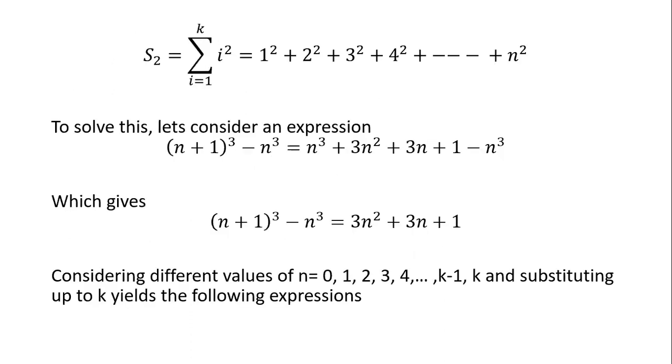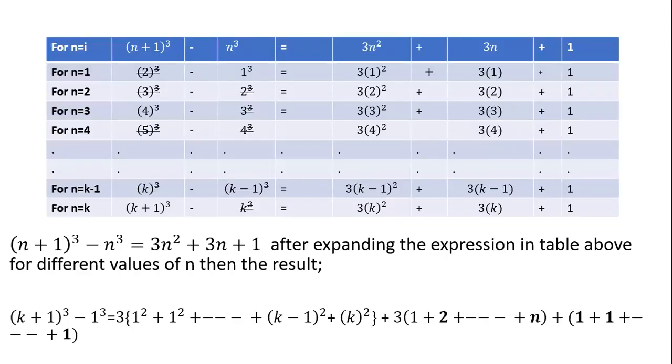To deal with this, we shall introduce the expression n plus 1 cubed minus n cubed. If you simplify, the right-hand side gives us n cubed plus 3n squared plus 3n plus 1 minus n cubed. This can be further simplified with n plus 1 cubed minus n cubed as our left-hand side and 3n squared plus 3n plus 1 as our right-hand side. If we substitute for n from 0 up to k terms, we shall yield an expression which is further divided into a table for easy expansion. And this is the table below.